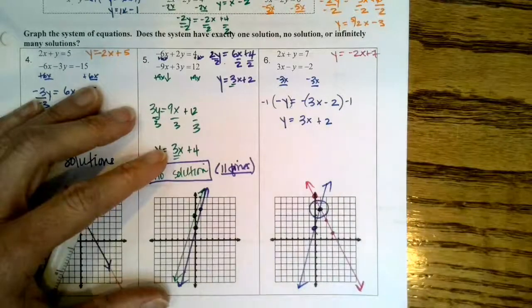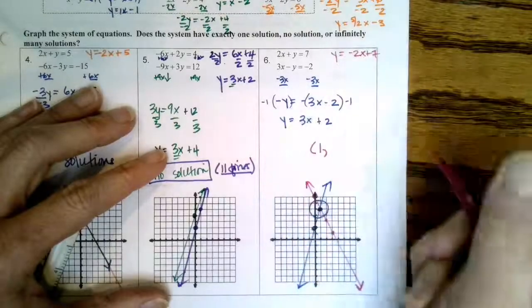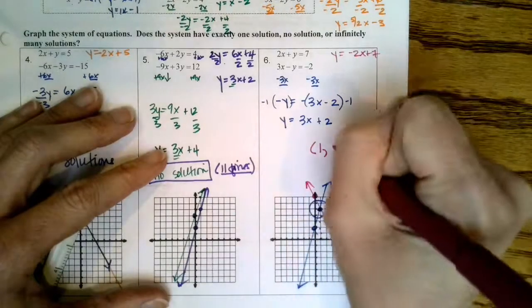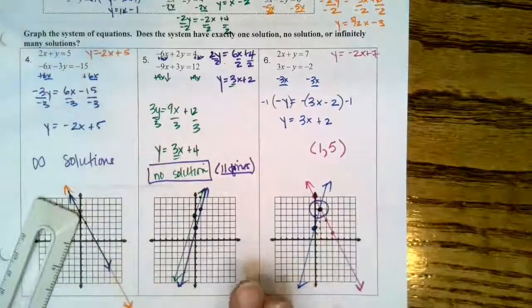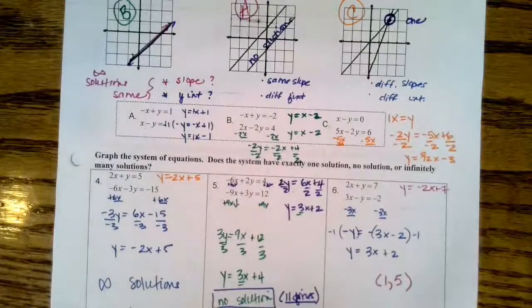Therefore, my intersection is over 1 and up 1, 2, 3, 4, 5 is the point of intersection. All right, good job. Let's check out the back of the homework.